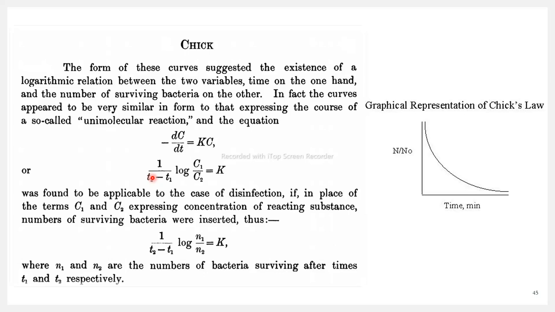So T2 minus T1, take it as t, so it becomes kt. And base e means e to the power minus kt equals C2 by C1. If it is C1 by C2, then it is e to the power kt. But if it is C2 by C1, then it is e to the power minus kt, because the minus sign flips whatever is within the bracket under the log.